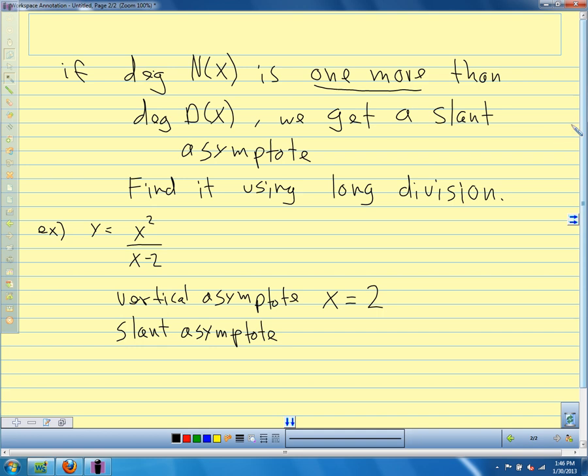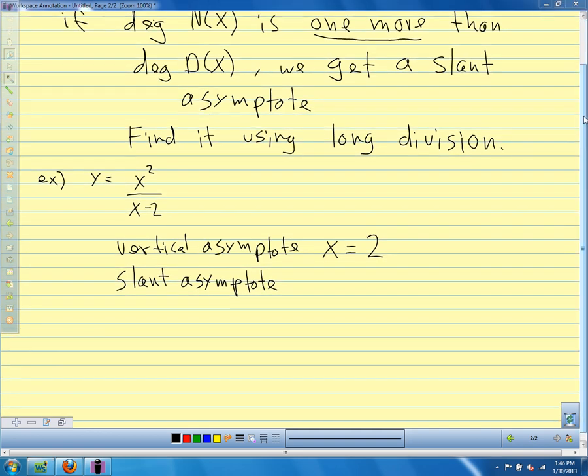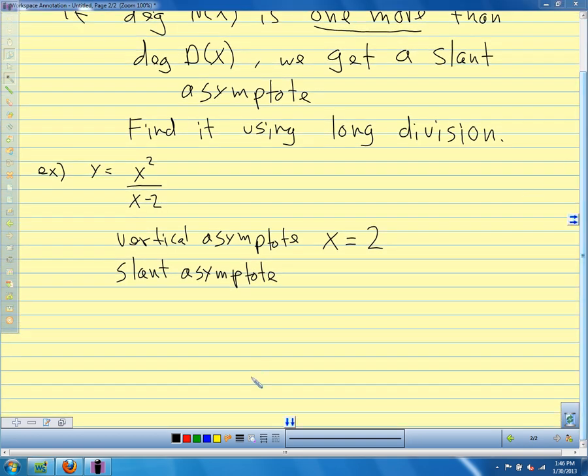asymptote, and we'll do it both ways. I'll do long division and we can do synthetic division, just so we see, because we do need to know how to do long division sometimes. So our slant asymptote, we just divide this. So I'll do long division first. x minus 2, and we're going to divide x squared. And I can say plus 0 if we want to.